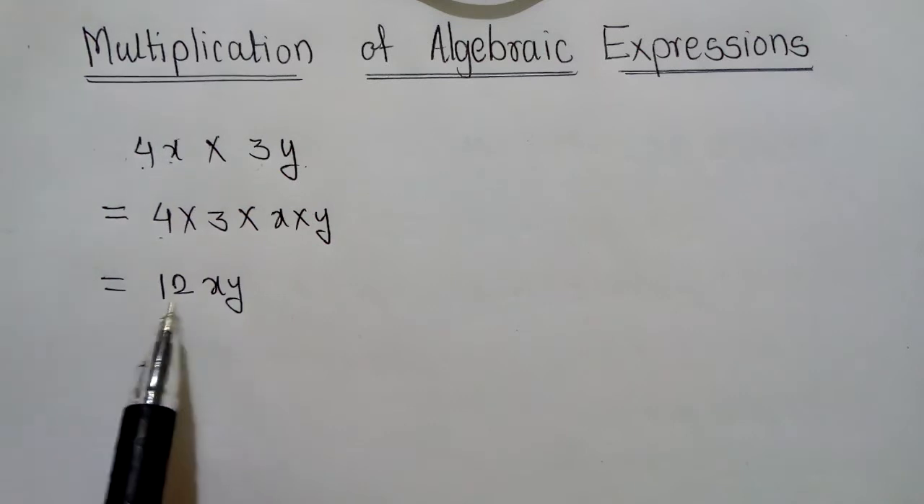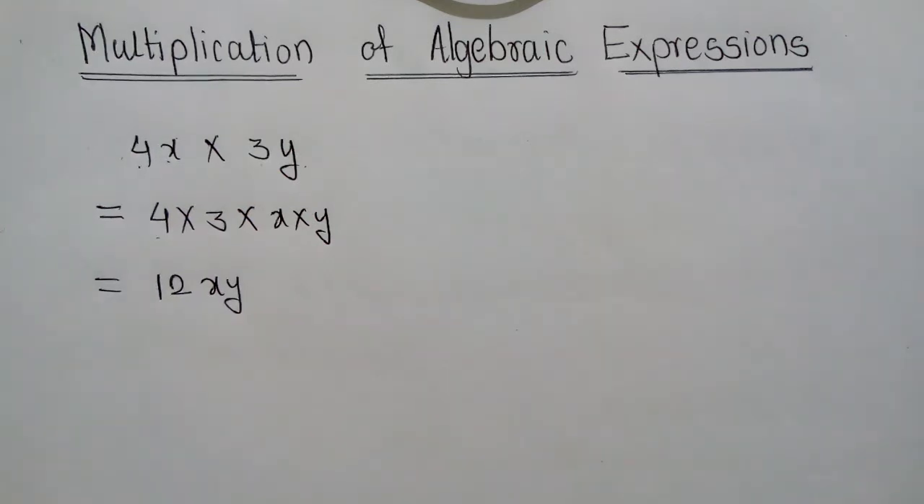Multiplication is 12xy. So one thing is different from addition and subtraction, that is, if unlike terms are there, then also we have to multiply.